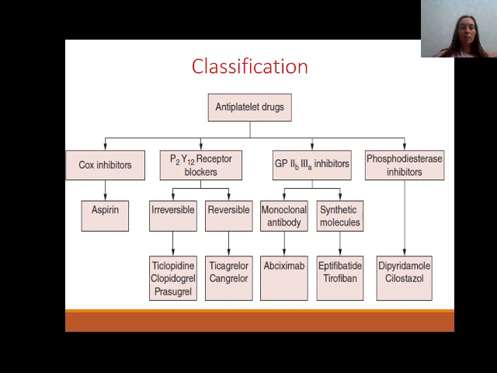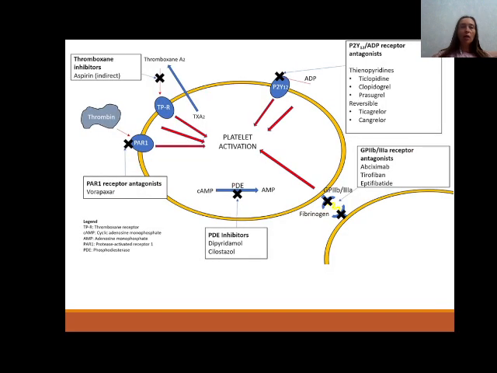Glycoprotein 2B3A inhibitors have two groups: monoclonal antibody and synthetic molecules. The drugs are abciximab, and eptifibatide, tirofiban. Phosphodiesterase inhibitors are dipyridamole and cilostazol. So on the picture you see the mechanism of action of all the groups of antiplatelet drugs.